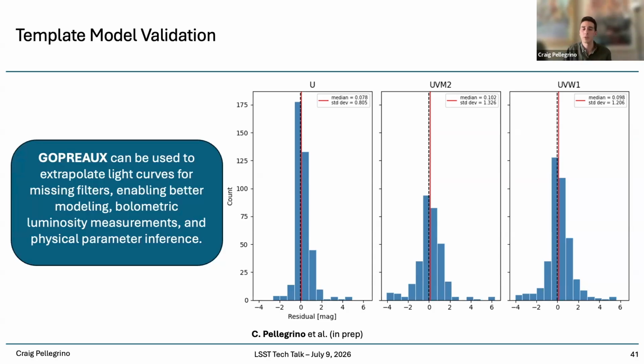The standard deviations are all around a magnitude or so, which typically isn't great, but given that this can be applied to predict missing flux and then fold those into uncertainty estimates of physical parameters or bolometric luminosities, this will enable more statistically robust estimates of these parameters.